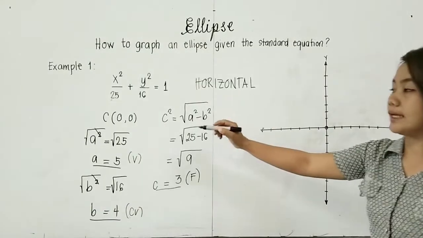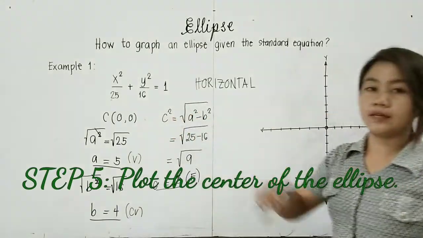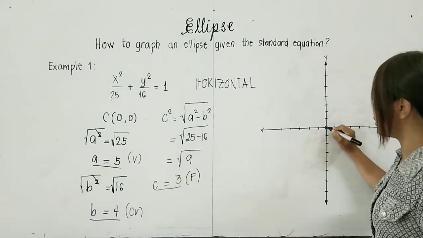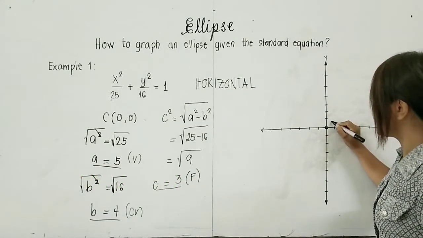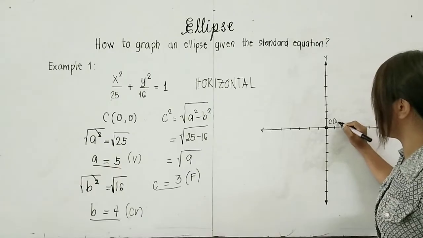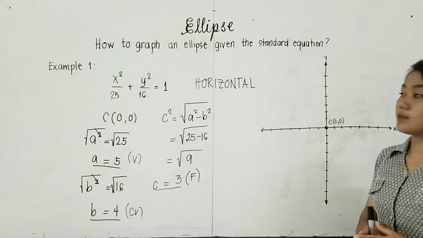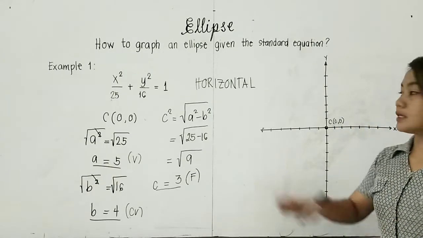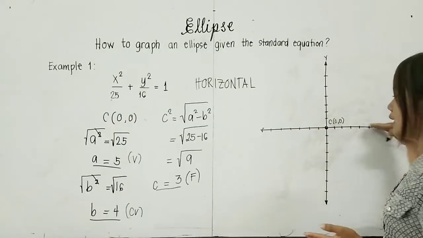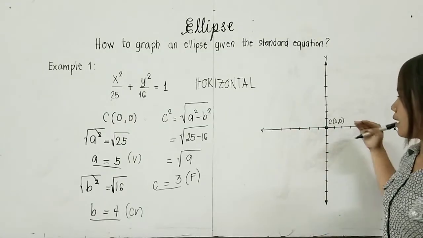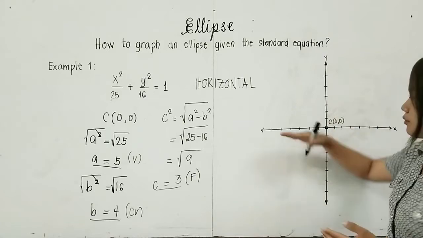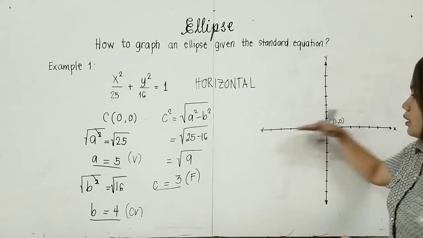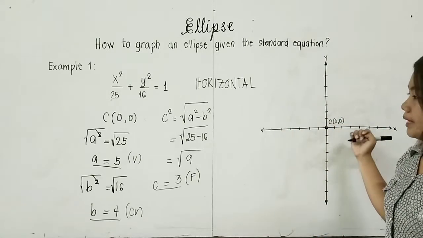So first to plot is the center of our ellipse. Our center is at the origin, so we have here center is (0, 0). Since the position of our ellipse is parallel to the horizontal axis, we can see that our vertices and our foci lie also on the x-axis of our plane.